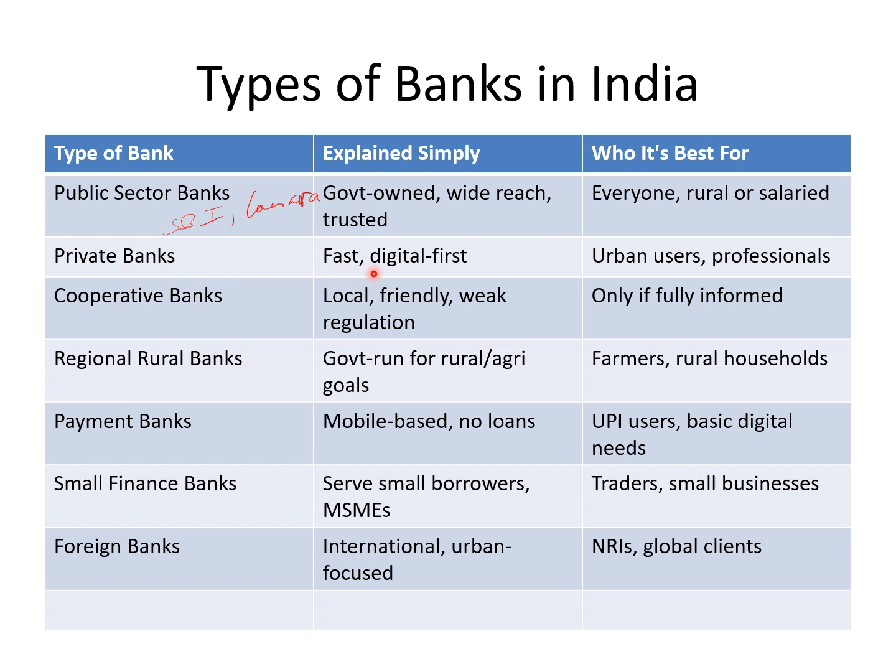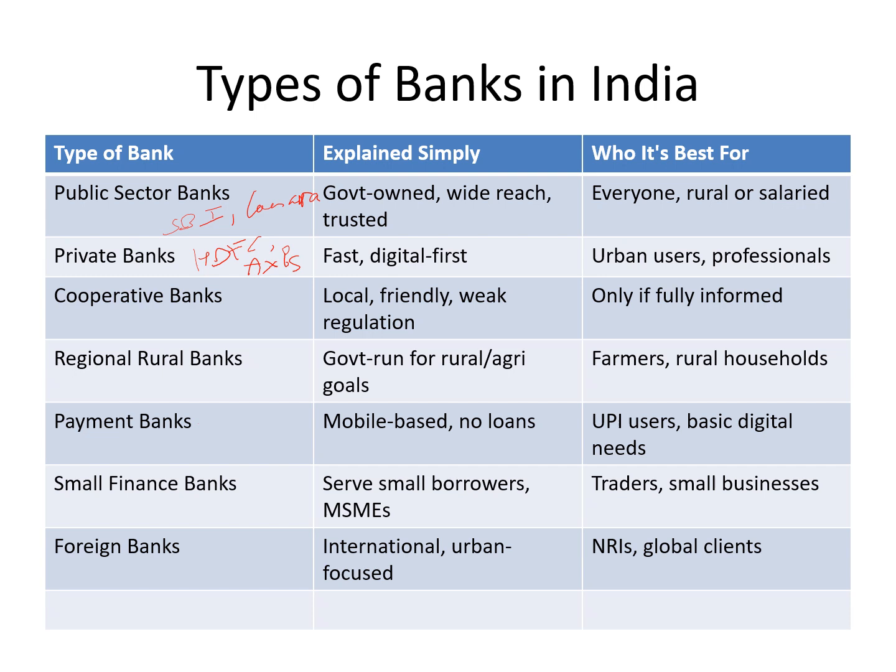Next type of banks are private banks. These are fast and digital first. These are suitable for urban users because these branches are available mainly in cities and towns. Very less branches available in villages. And also, these are suitable for professionals and highly educated people. Examples are HDFC Bank, Axis Bank, etc.